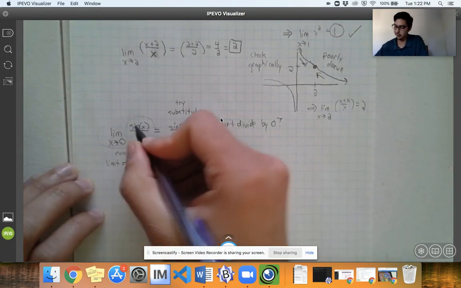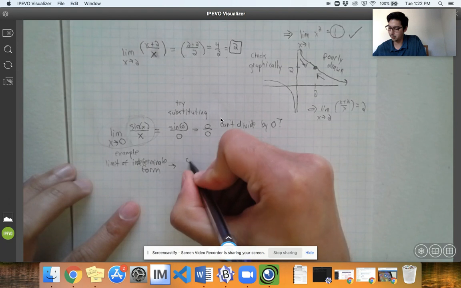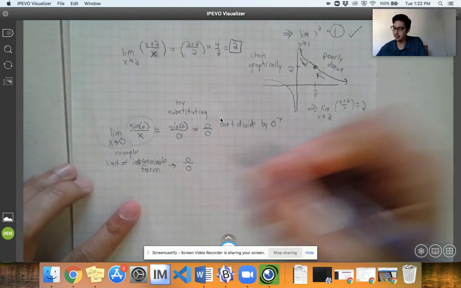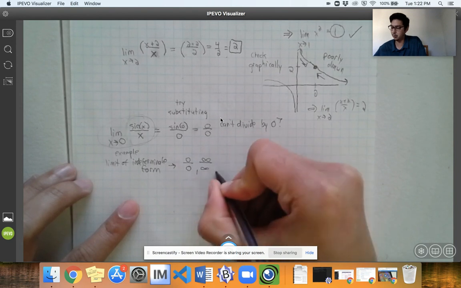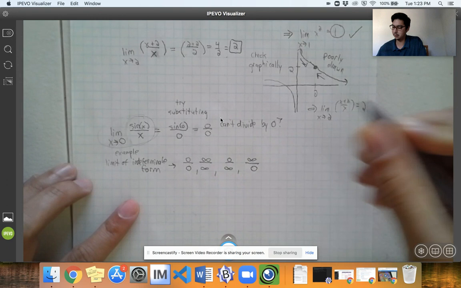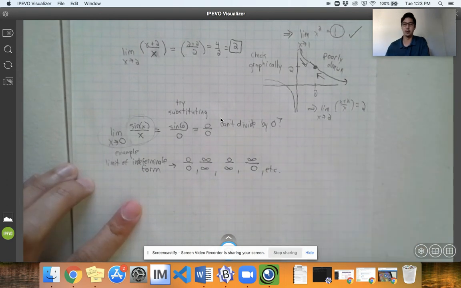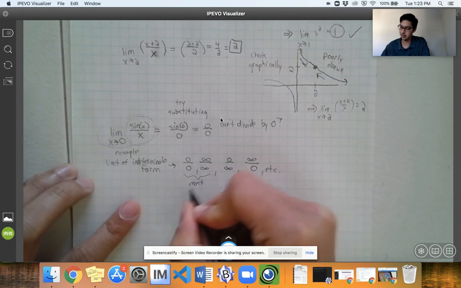Indeterminate forms are anything where, after you evaluate, you get 0 over 0, or infinity over infinity, or 0 over infinity, or infinity over 0, etc. There's a few more in the book, but these two right here are the most common, especially in our class for AP Calc AB.